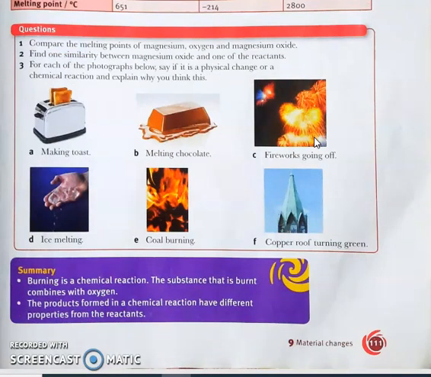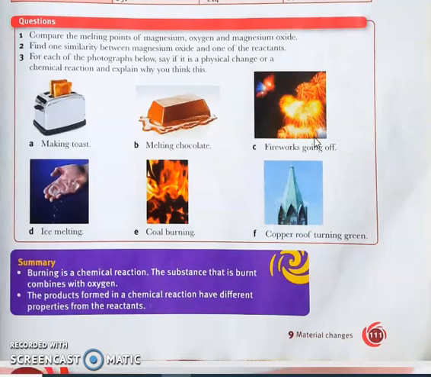Okay, so what is burning? Burning is a chemical reaction. The substance that is burned combines with oxygen, and the products formed in a chemical reaction have different properties from the reactants. This is very important.